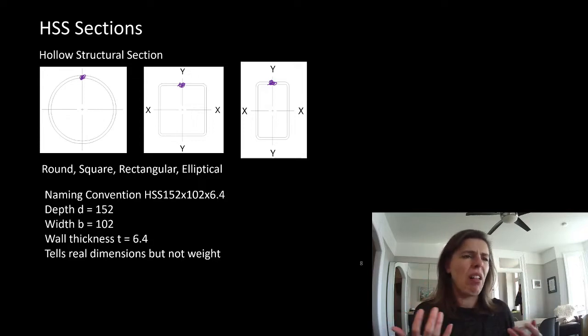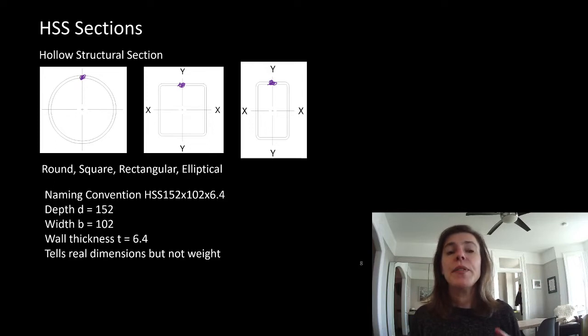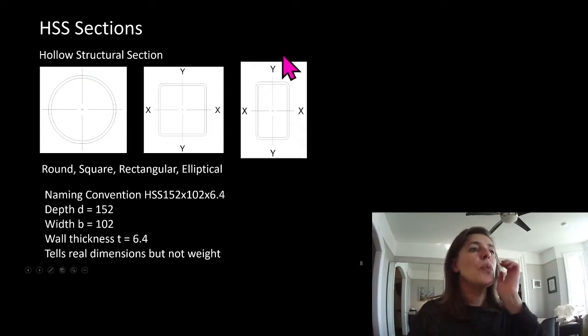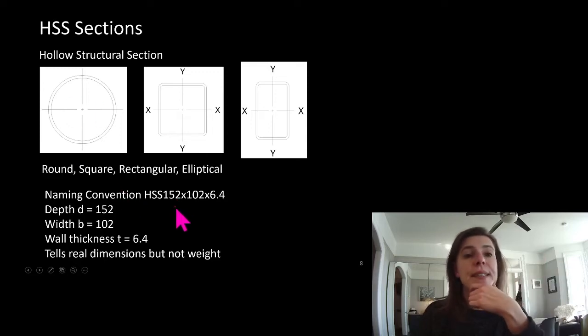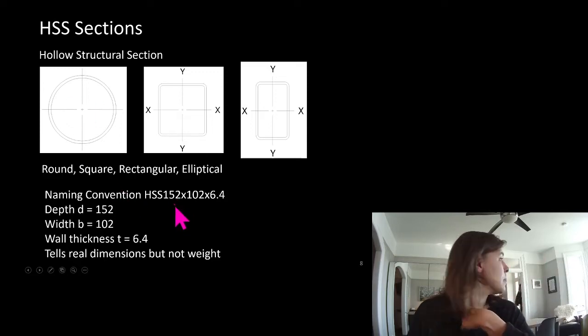If it's going in a wall, no big deal, who cares? But if it's going to be architecturally exposed, maybe as the architect you want to make sure you say that seam welds need to be hidden, for example. And so that's a whole realm of design in the specification about architecturally exposed structural steel. So the HSS naming convention is similar to the angle. It gives us actual dimensions.